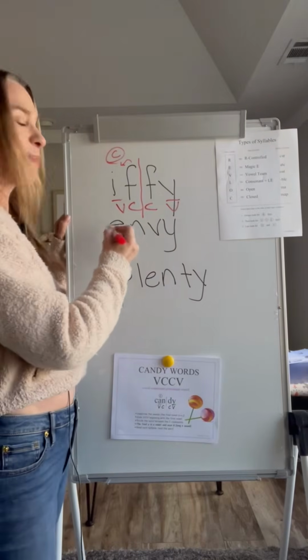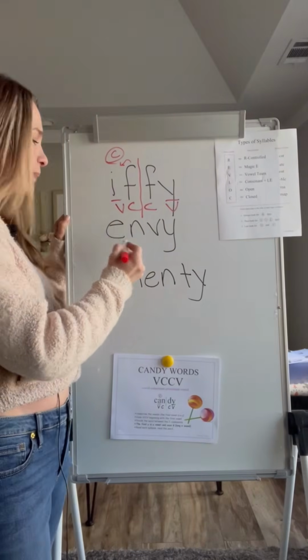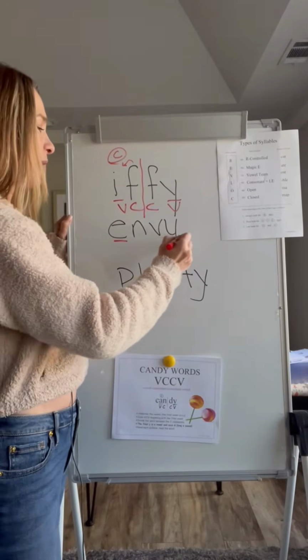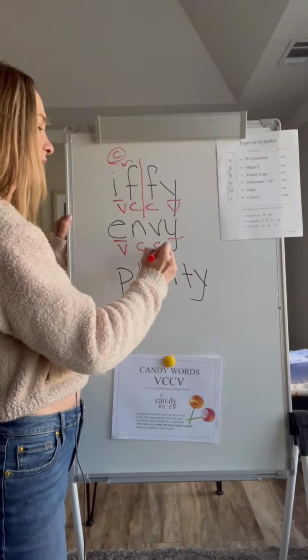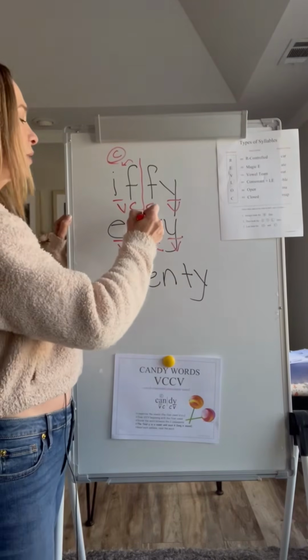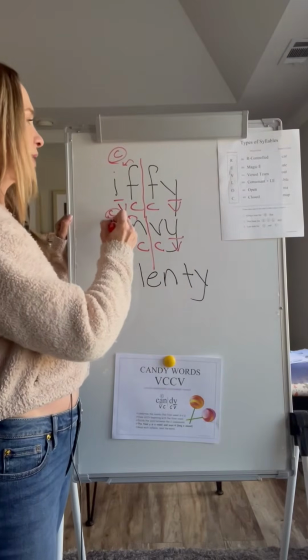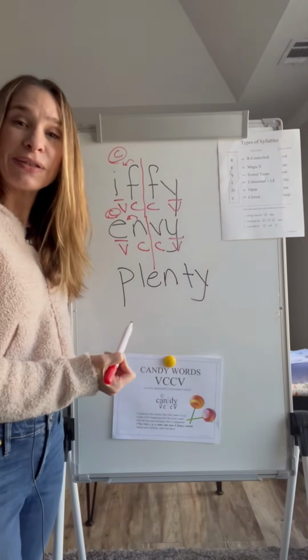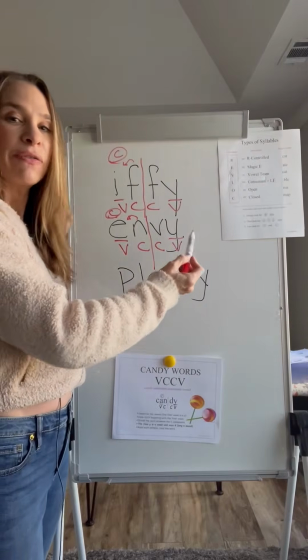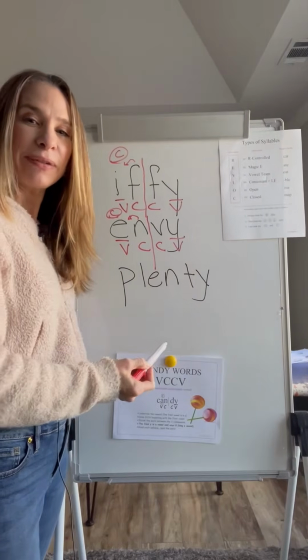Next word, same thing, no consonant here. Underline your vowels, label VCCV, divide between the 2 C's, N closing in E for a closed syllable, Y saying E at the end of a word, and you have envy, envy, envy.